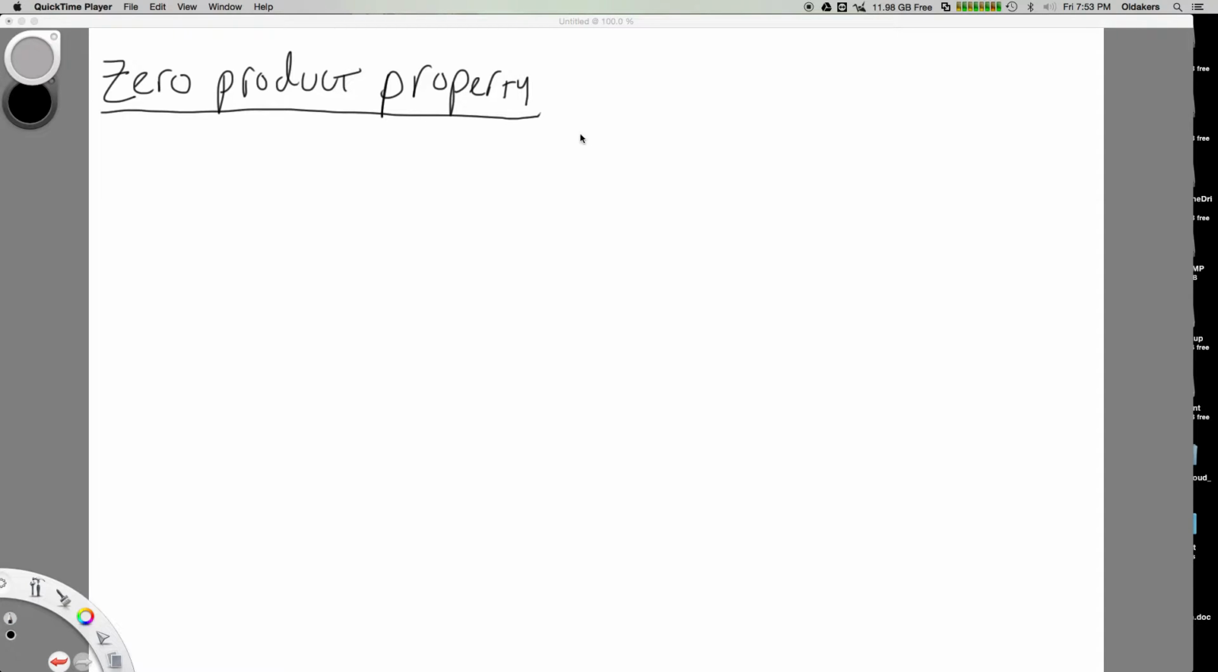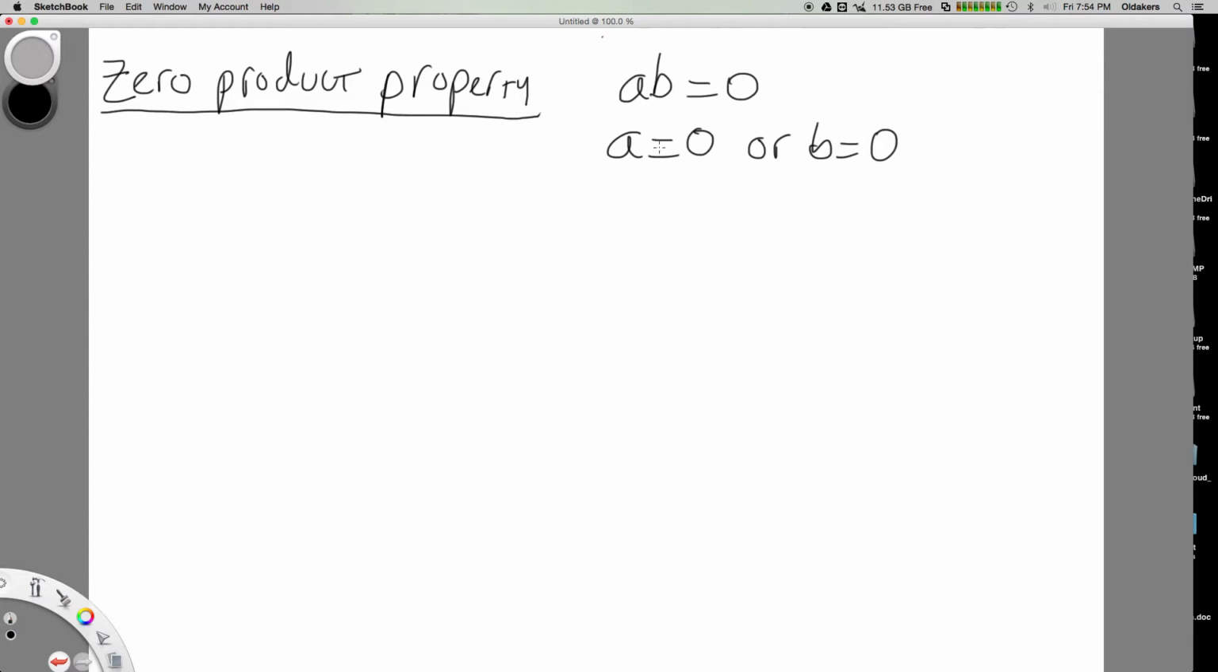Alright, let's talk about something called the zero product property. You have to understand the zero product property if you're going to solve a quadratic by factoring. The zero product property states that if two things are being multiplied and they're equal to zero, like a times b equals zero, that means that either a has to be zero or b has to be zero. If you think about that, that makes sense. When you take zero multiplied by something else, no matter what it is, you're going to get zero out.